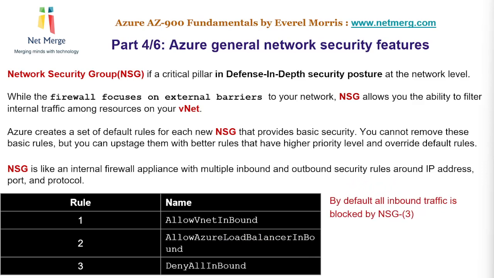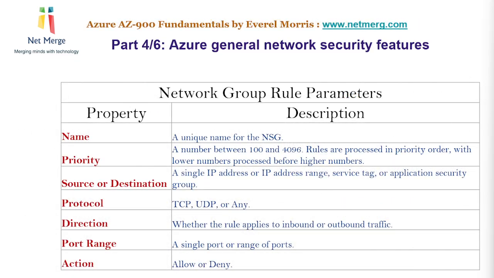Now, by default, all inbound traffic is blocked by NSG, which is number three at the bottom. So by default, when you create an NSG rule, it's blocked. If you want to let that rule through, you have to actually go in and change the property setting.